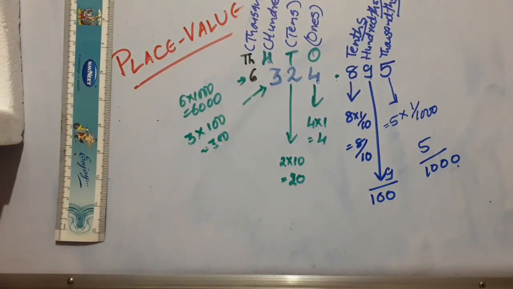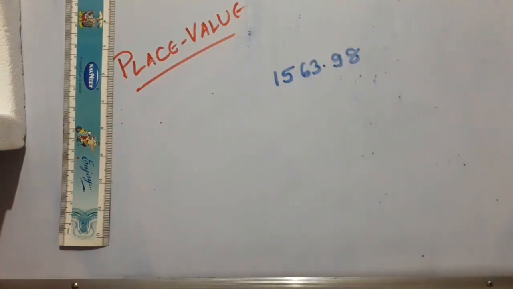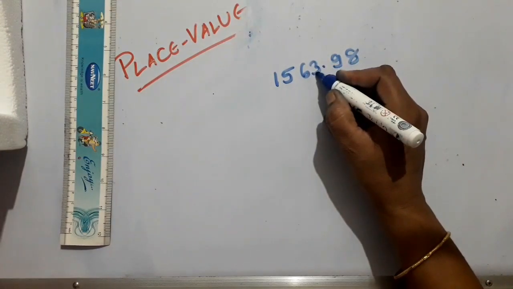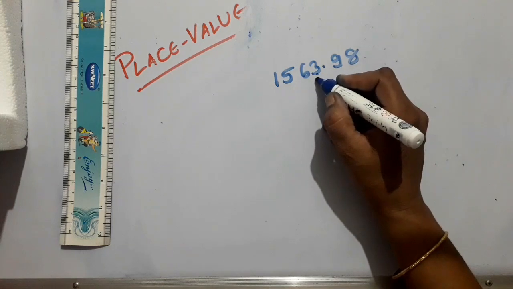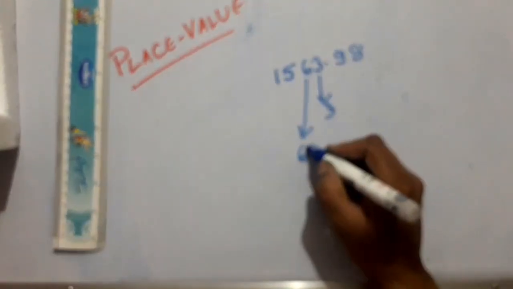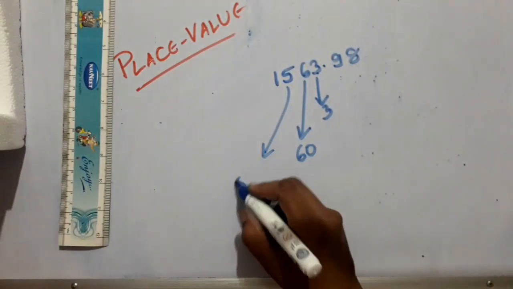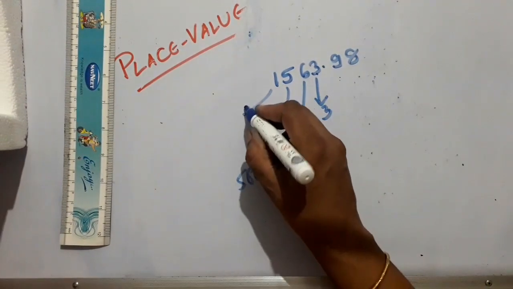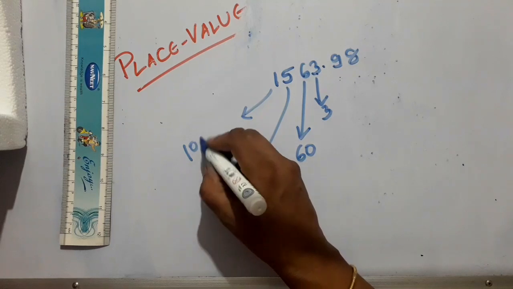Fine. Let us see a few more examples so you are clear. Let us write the place value of each digit in this number. Before the decimal point, the number is a whole number. So as usual, place value of 3 will be 3. Place value of 6 will be 60. Place value of 5 will be 500. Place value of 1 will be 1000.